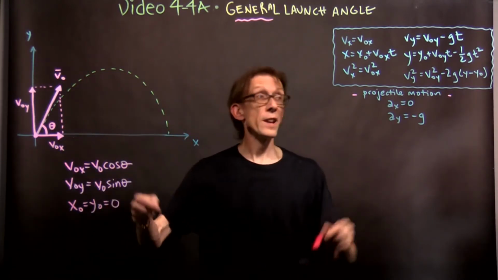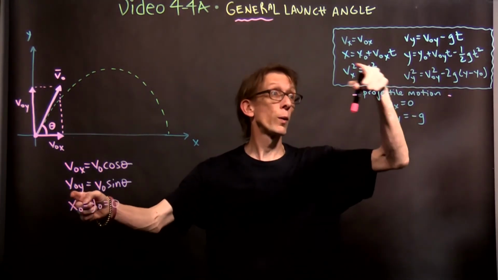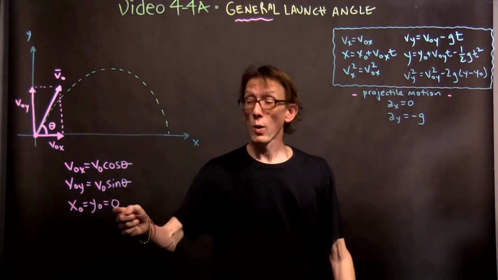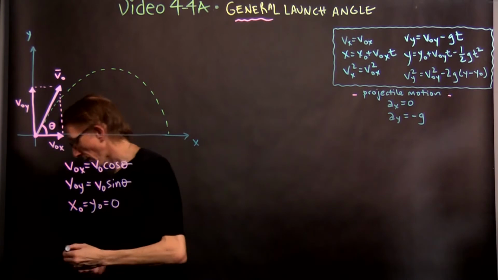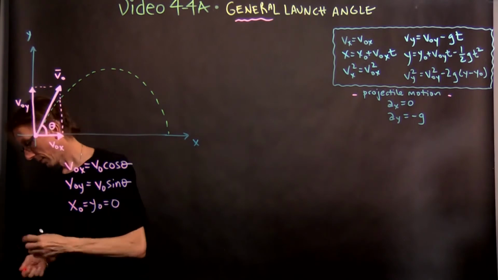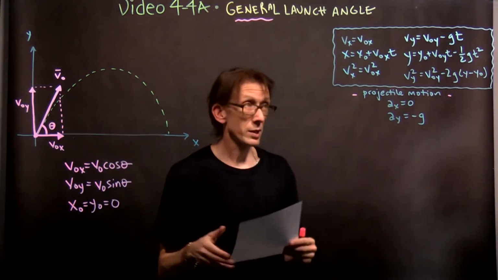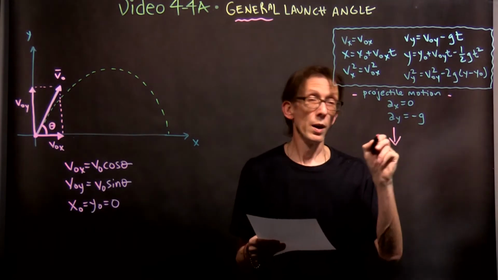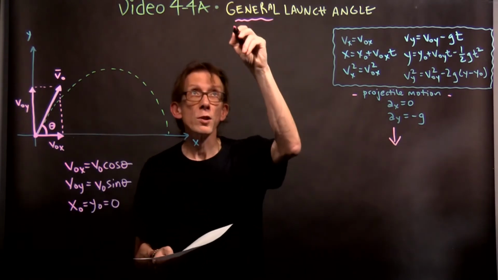So everywhere we see a v naught x over here, we're going to put in a v naught cosine theta. Everywhere we see a v naught y floating around over here in our equations, we're going to put in a v naught sine theta. Everywhere we see an x naught or a y naught, we're going to put a 0. Okay? And here's what we get when we do that. So x naught equals y naught equals 0, and then make these substitutions. And what we get are these right here. These become a new set of equations. They're not really new. They're just written in terms of theta. That's all. Of the general launch angle.